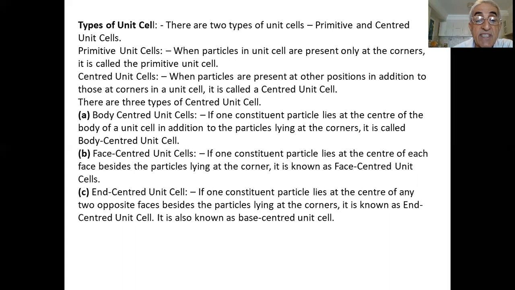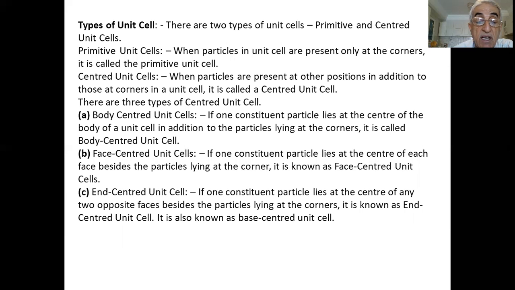There are 3 types of centered unit cell. A, body-centered unit cell. If one constituent particle lies at the center of the body of a unit cell, in addition to the particles lying at the corners, it is called a body-centered unit cell. B, face-centered unit cell. If one constituent particle lies at the center of each face, besides the particles lying at the corners, it's called a face-centered unit cell. C, end-centered unit cell. If one constituent particle lies at the center of any 2 opposite faces besides the particles lying at the corners, it is known as an end-centered unit cell. It's also known as base-centered unit cell.